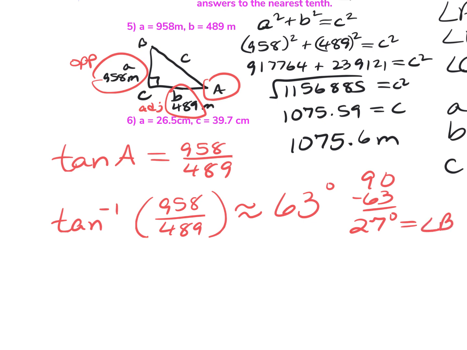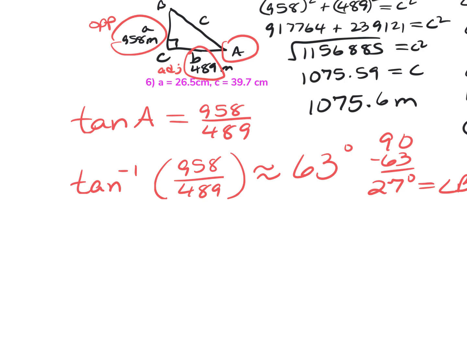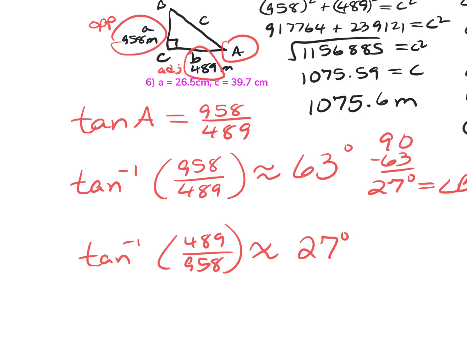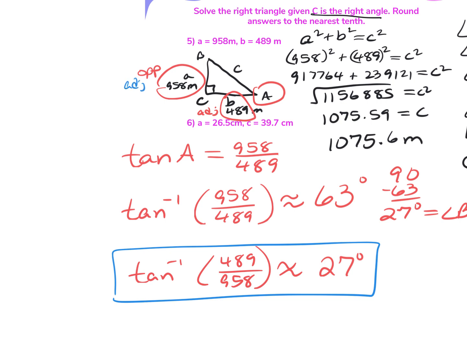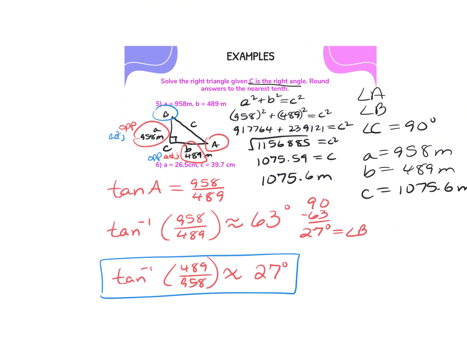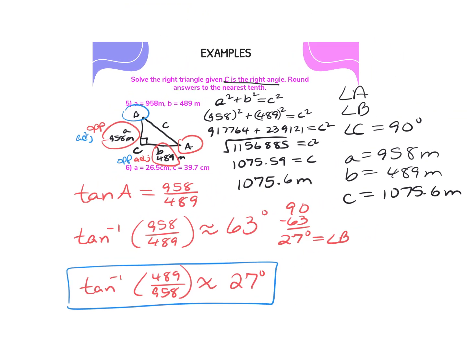Now, you could also do another trig function for it. You could also do tangent of 489 divided by 958, and then still get 27 rounded. Because then what you would do for this one is you change the labels here. This now becomes adjacent to B, and this one becomes opposite. That's why you flip the fraction. So this would be a way you could check that just doing 90 minus the angle you calculated makes sense. So A was 63, B was 27.